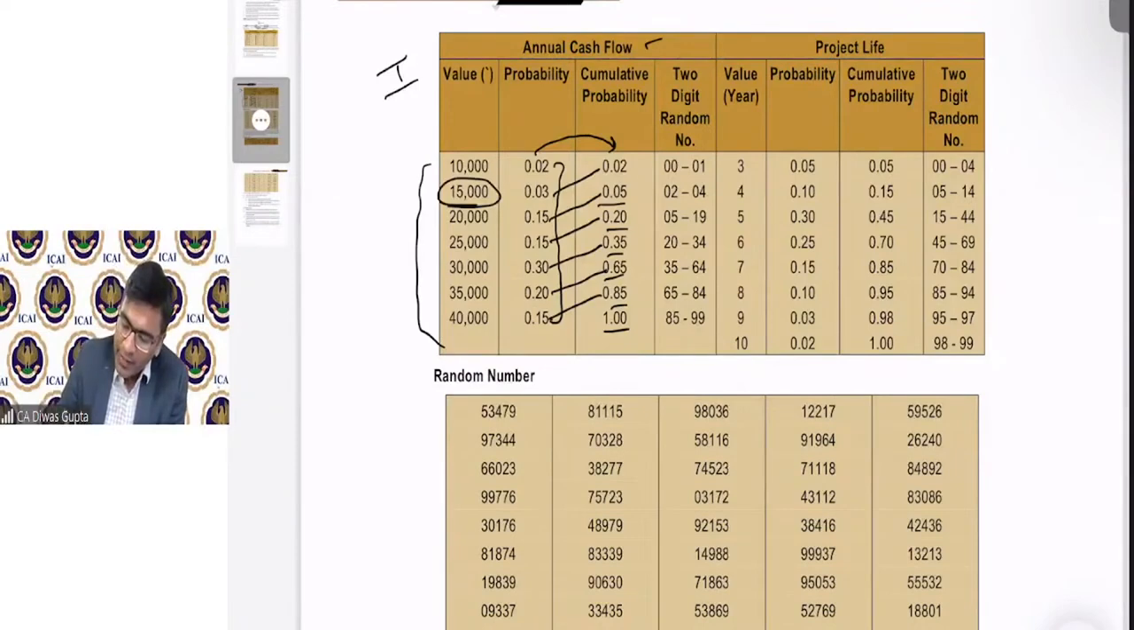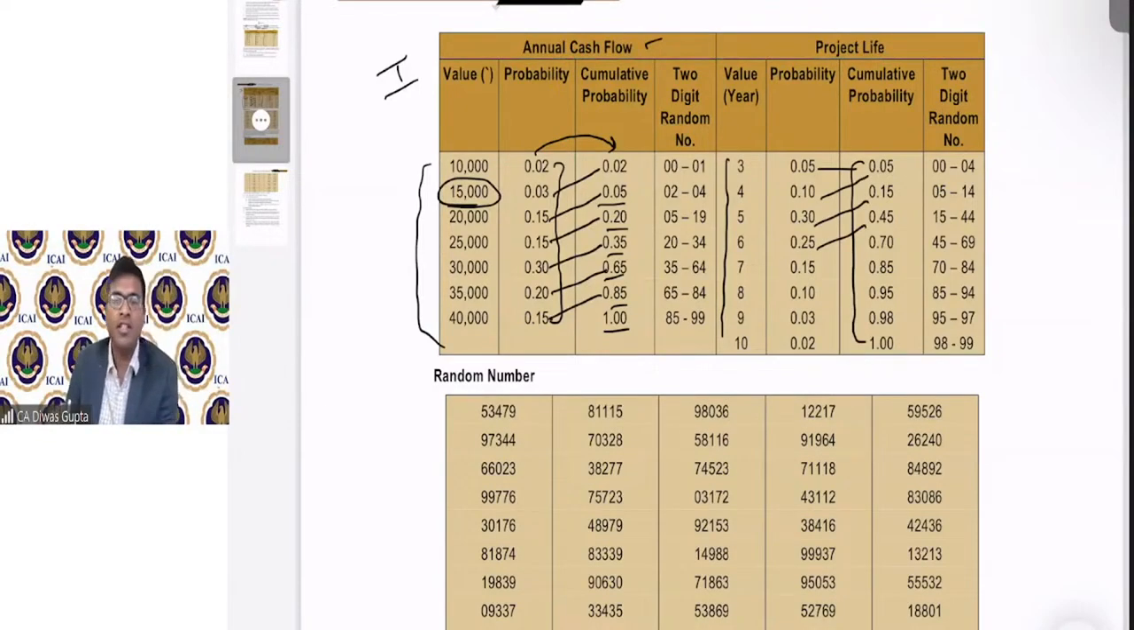Then similarly on the project life, we have also calculated the cumulative probability. This one, 5, then 10 plus 5 is 15, 30 plus 15 is 45, 25 plus 45 is 70, like that. Okay, cumulative probabilities. Okay till now? Now students, if you see, these are the random numbers that are plotted. See, there is no sequence in these random numbers. There is no sequence, there is no logic.